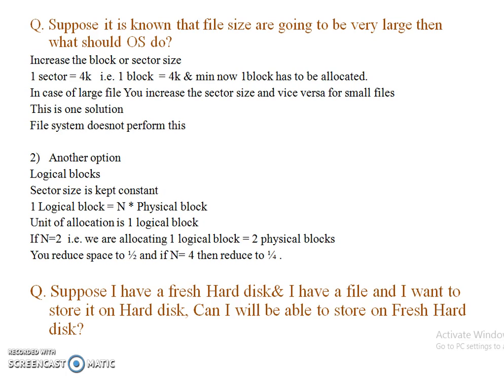So there is another option, that of the logical block. The sector size is kept standard. One logical block is equal to n times the physical block. Then the unit of allocation is now one logical block; earlier it was one physical block. If n equals 2, then when we allocate one logical block, we are allocating two physical blocks, so that you reduce your space requirement to 1 by 2. If n equals 4, you reduce your space requirement to 1 by 4.